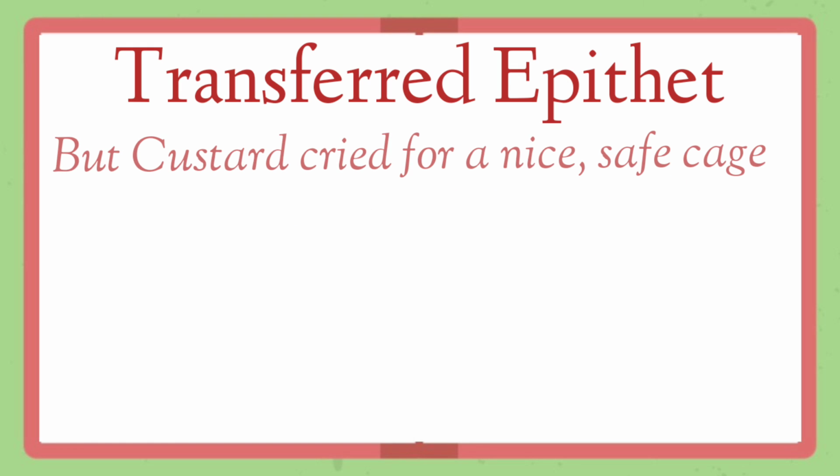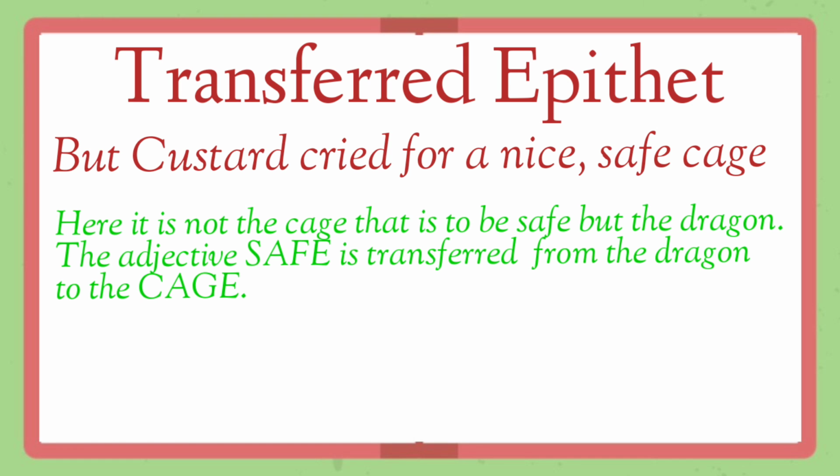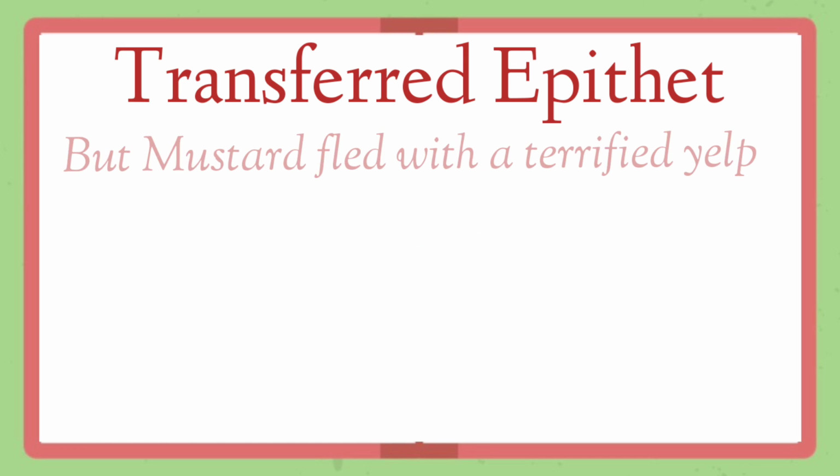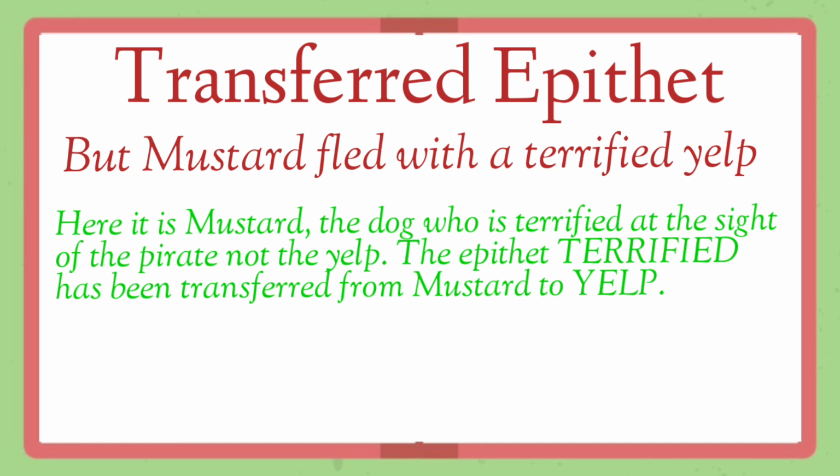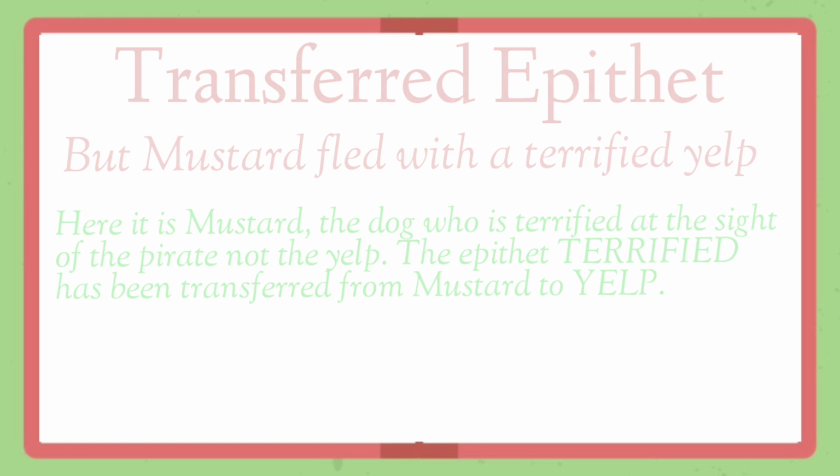For example, "but Custard cried for a nice safe cage." Here it is not the cage that is to be safe, but the dragon. The adjective safe is transferred from the dragon to the cage here. Then we also see, "but Mustard fled with a terrified yelp." So here it is Mustard the dog who is terrified at the sight of the pirate, not the yelp. So the epithet terrified has been transferred from Mustard to yelp. That is why this is known as transferred epithet.